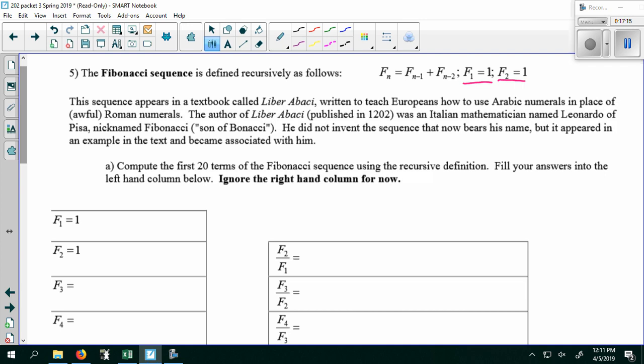So this sequence is called the Fibonacci sequence, named after Leonardo of Pisa, nicknamed Fibonacci. He did not invent the sequence, but it appeared in a text that became associated with him.